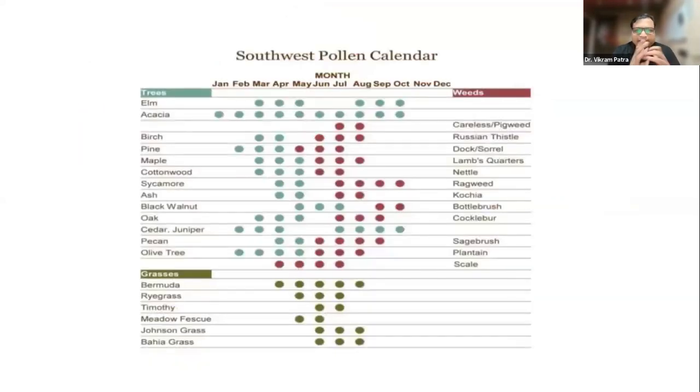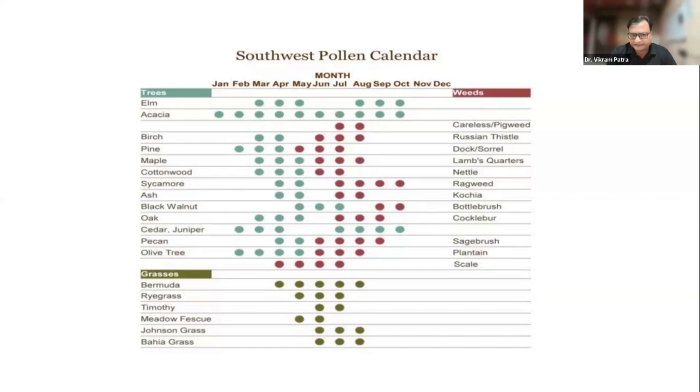There are various pollen calendars also, because not only do we have geographical variation, we have seasonal variation also. Seasonal variation depends on the flowering seasons. We can see that trees, grasses, and weeds flower at different times. But many times, to make the scene more complex, many flowering seasons coincide with each other.